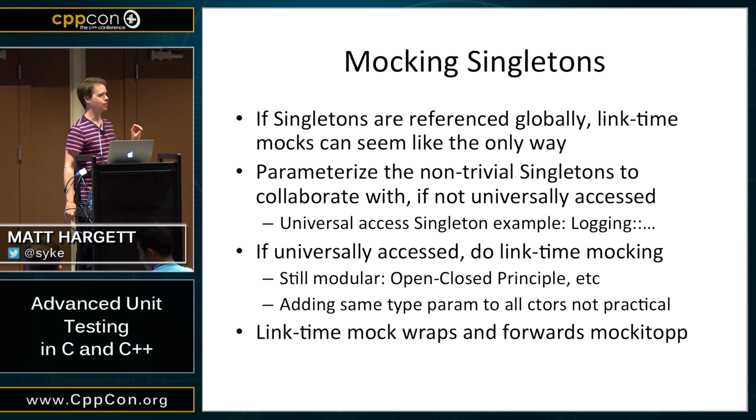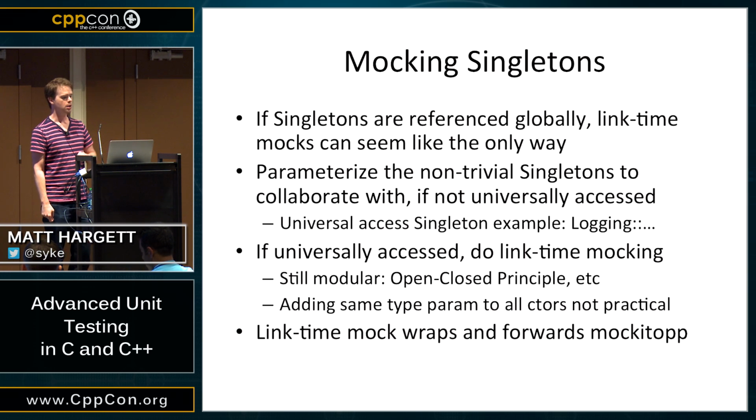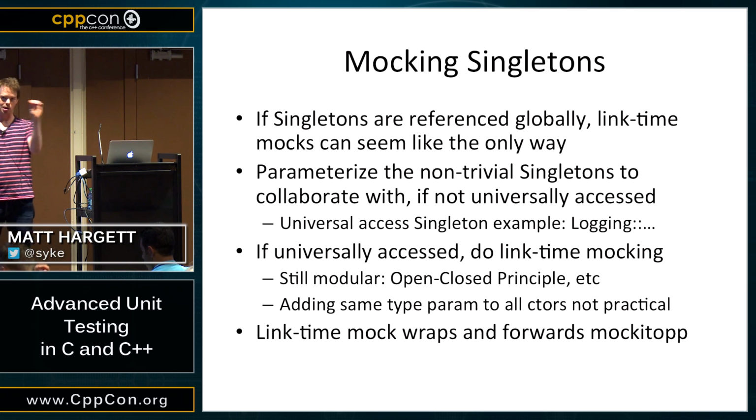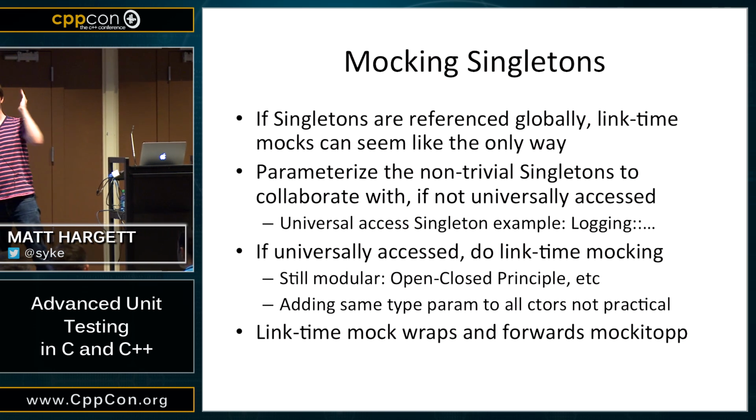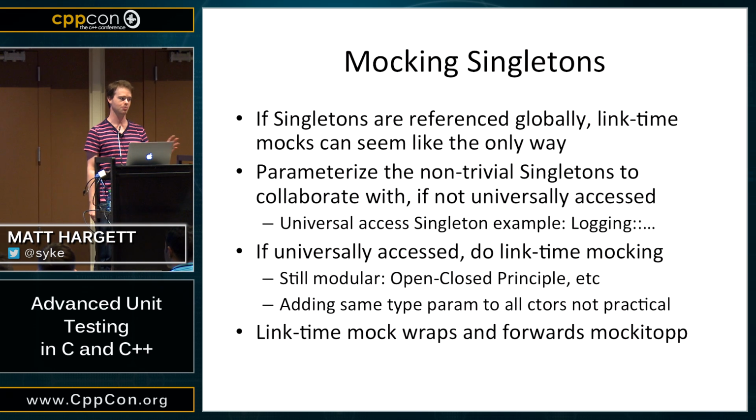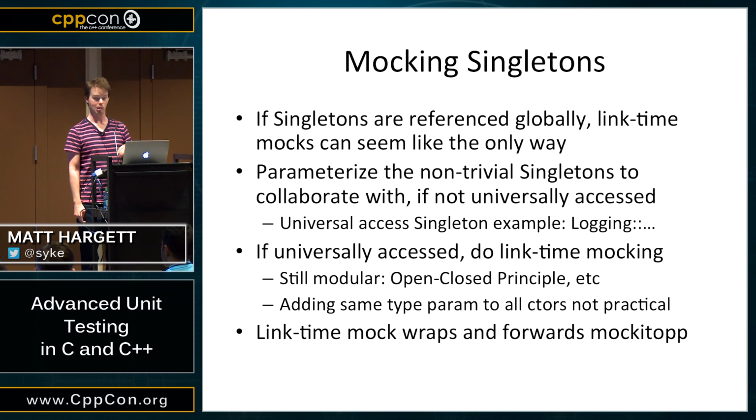But what if you have singletons that are just universally accessed everywhere? The canonical example of this is a logging system, right? If it is universally accessed, you don't want to go adding abstract logger star to every single constructor in every single class. That's nonsensical. And as dogmatic as I may seem at times, I'm ultimately pragmatic. But I have had to argue with people to be like, no, we're not going to add that to every constructor. That's silly. So if it's universally accessed, we can still do link time mocking, and that's still modular.